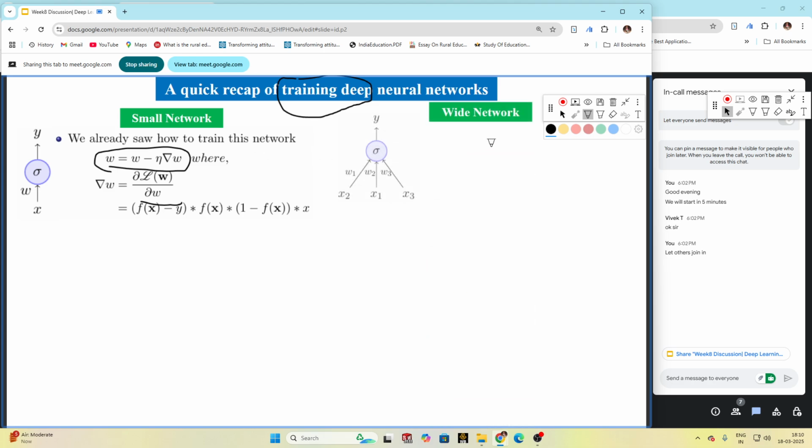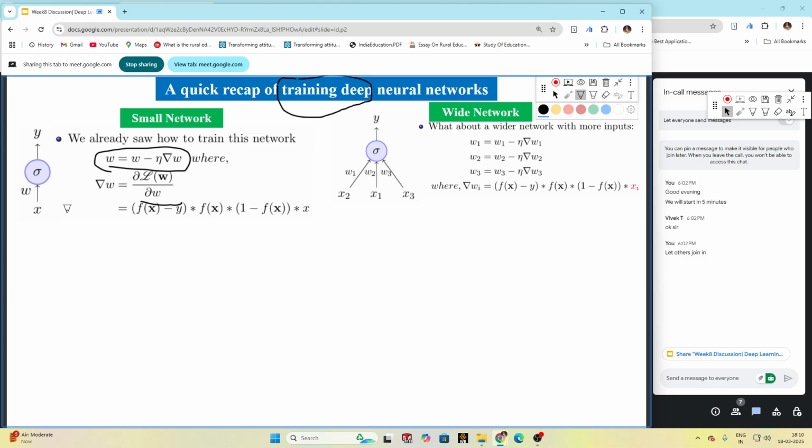Now let's widen the network. How can we widen the network? We can widen it by increasing the number of inputs. Earlier we had only one input, now we have three inputs, which is why this is a wide network. Again, how can we train it? We train it by the same algorithm, backpropagation. Earlier we were updating only one parameter. Now we have three parameters, w1, w2 and w3, so we will update them in that way. So this is for the widened network.